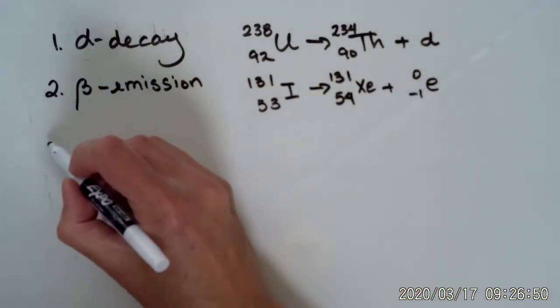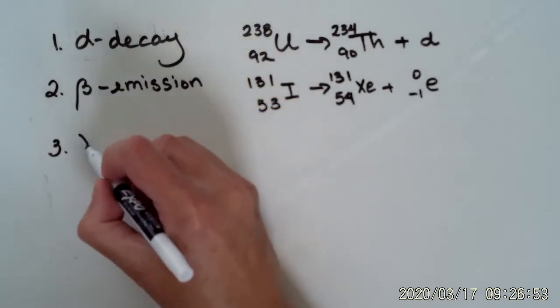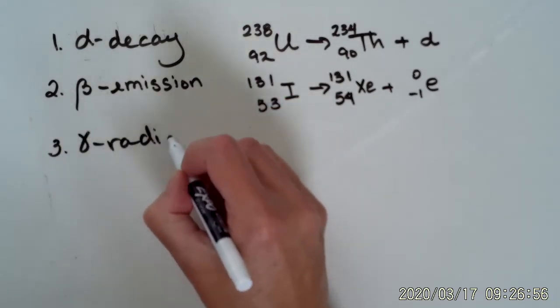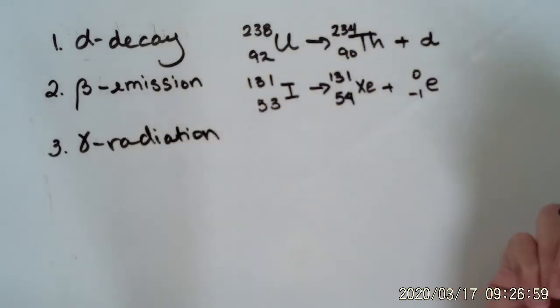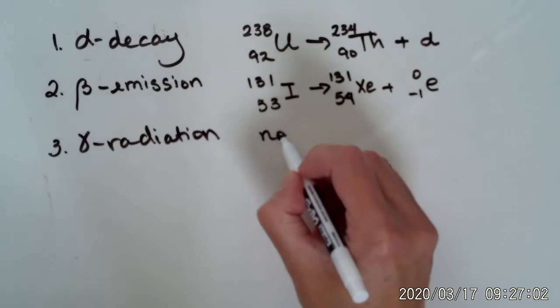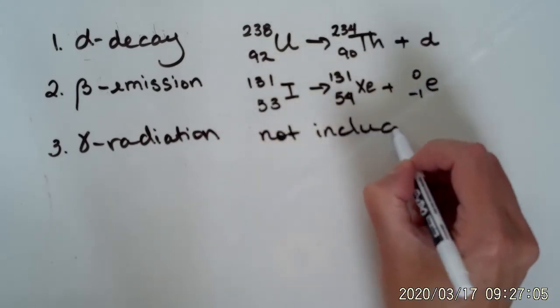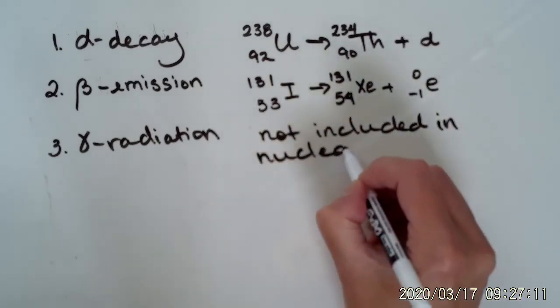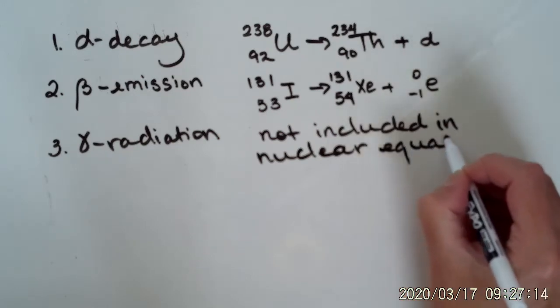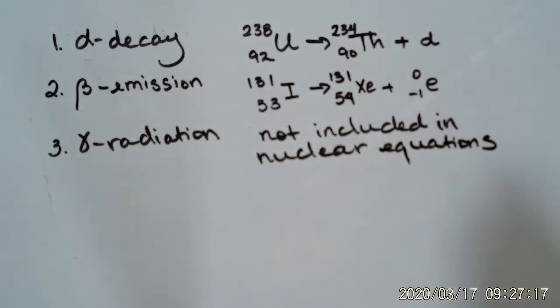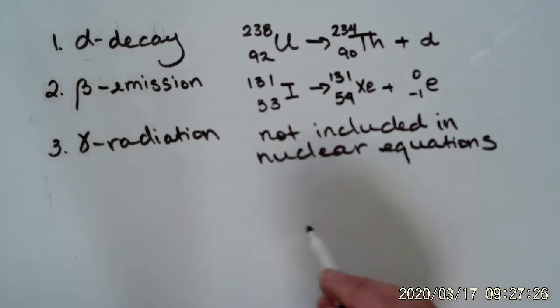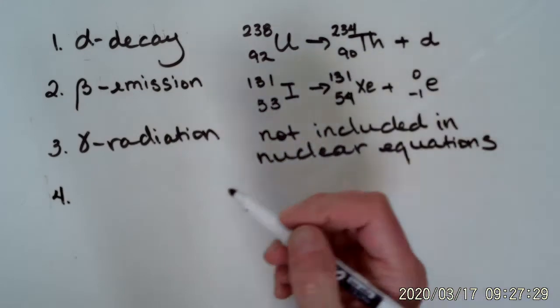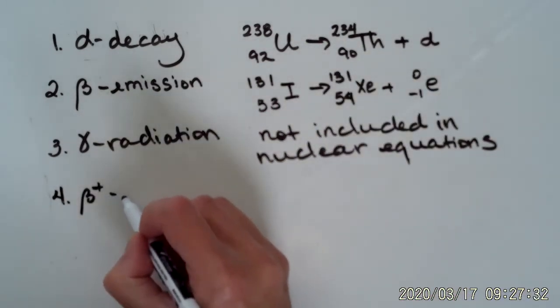The third, the gamma radiation, because there's no mass and no charge, they are not included in our nuclear equations. They really don't affect what we write down for our nuclear equations, which is why we don't include them. But just so you know, gamma radiation pretty much accompanies all nuclear equations. The fourth is our positron emission.